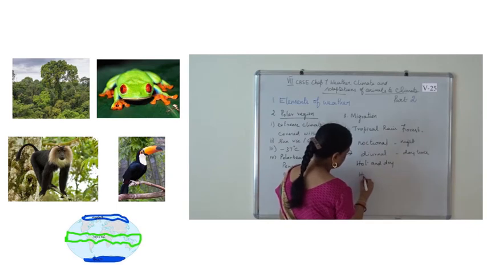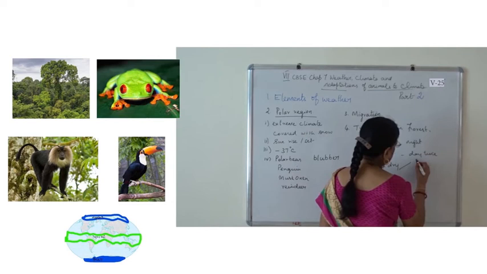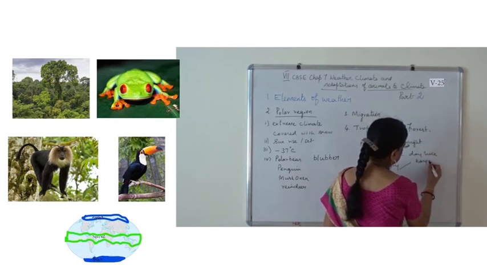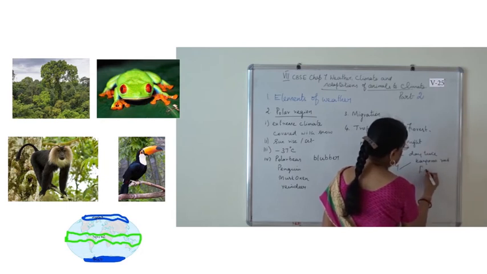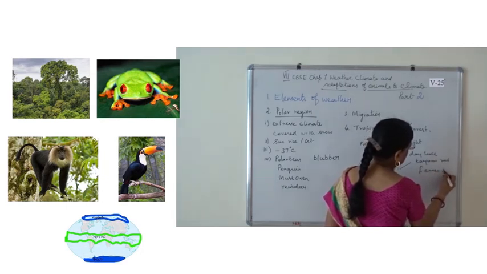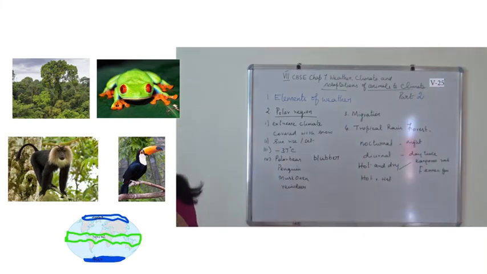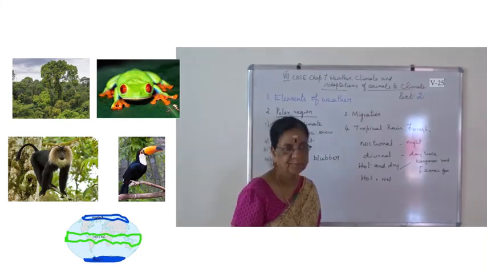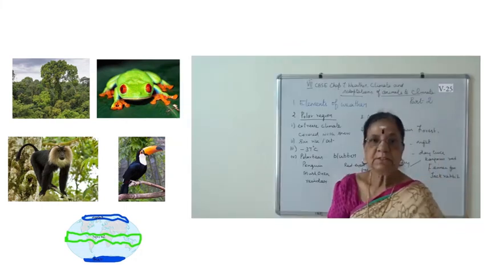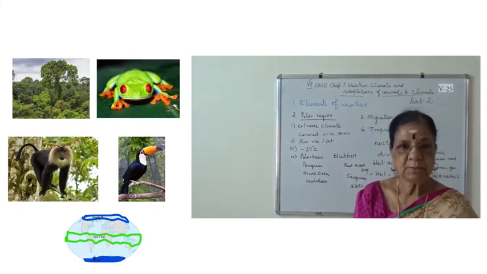Next is hot and wet climate. What did we see in dry climate? Kangaroo rat, fennec fox. We saw the fennec fox, okay. So here are the adaptations of animals to hot and wet climate.